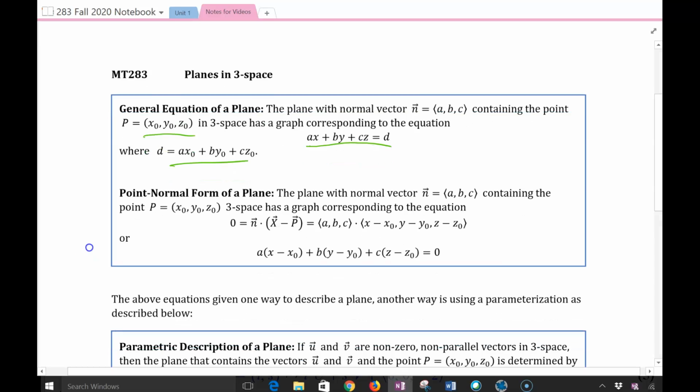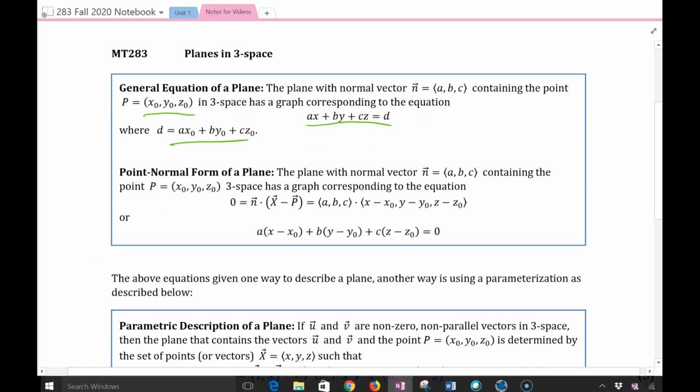You will see also in some textbooks what's called the point normal form of a plane. It's just a rewrite of the description up above a little bit. So it turns out the plane containing the normal vector n and the point p, which we're saying is x sub 0, y sub 0, and z sub 0, can be described by this equation: the normal vector dotted with x minus p.